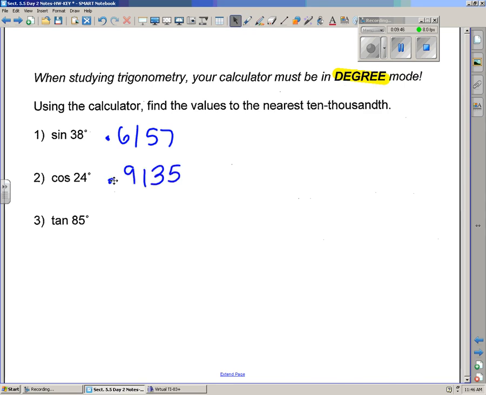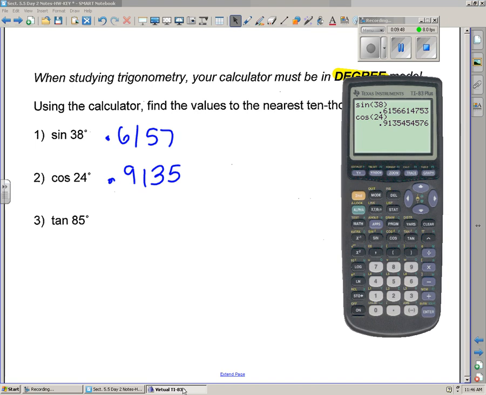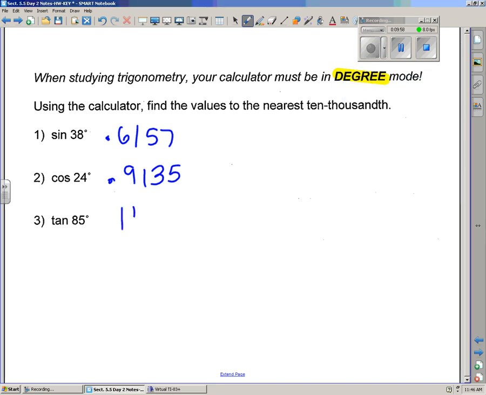And then tangent 85, let's do this again, tan 85, parentheses, and then this becomes 11.4301. So very easy to find the ratios in decimal form if you're given the angle measure. By the way, 10,000th is 4 decimals.